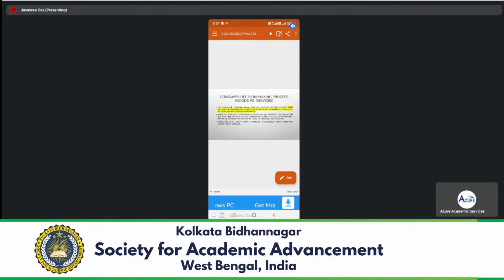Then coming to the consumer decision making process, there are the 5 stages: need recognition, information search, evaluation of alternatives, purchase decision, post purchase behavior. And for the tangible and for the intangible, that is for the goods and the services, your perception towards the product and the services differs. Therefore, there is a slight difference in the decision making process also.